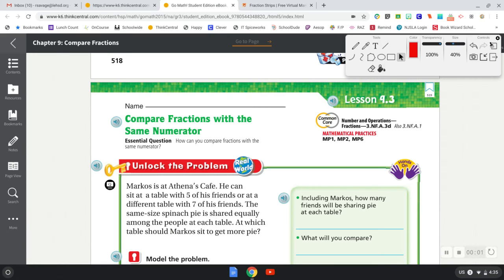Hey, boys and girls, coming in to talk to you about lesson 9.3, which is compare fractions with the same numerator. Last week, we compared fractions with the same denominators, most of them anyway. And when we think about denominators, that's the size of the pieces in a fraction that we're talking about. So when we were comparing denominators, we were comparing the same size pieces.